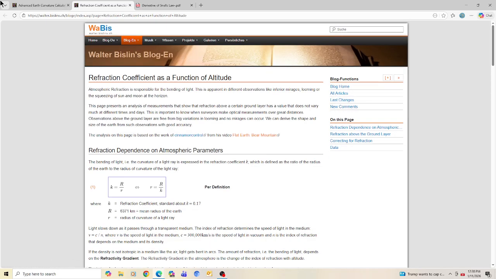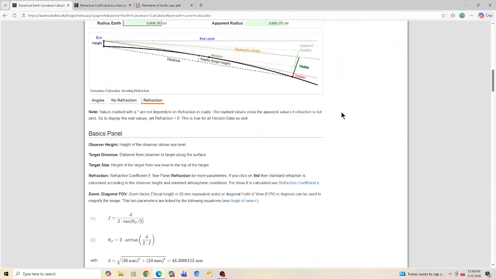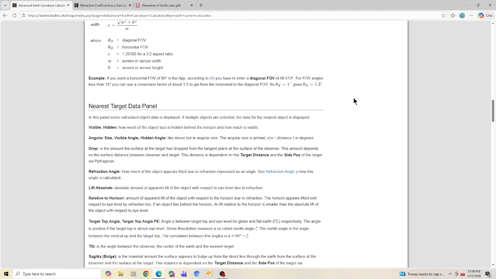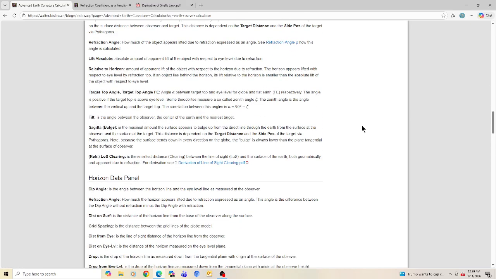These pages, anytime you type in refraction coefficient as a function of altitude in Walter Bison's search, it's going to bring you to this page. You can take a look at his advanced curve calculator. A lot of these things, as they go through, they link you to the pages. Here, basic panel, refraction coefficient, challenged. I'm challenging it. Refraction angle. I'm sure that comes from a calculation based on the refraction coefficient.